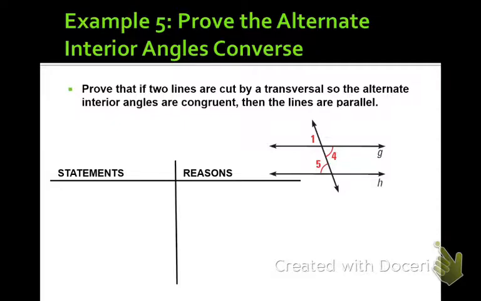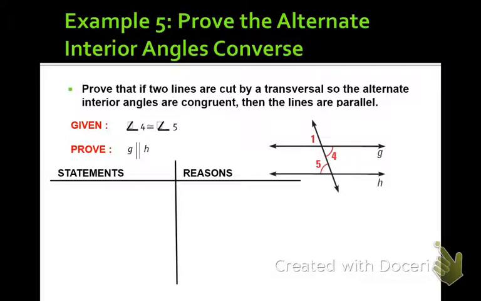Prove the converse of alternate interior angles. So we are given that angle 4 is congruent to angle 5. That's marked. We have to prove that line G is parallel to line H. Now remember, we can't use AIA or converse of AIA in our proof, since that is what we are proving. So we have to use other things.